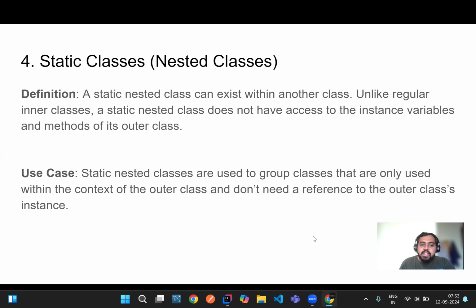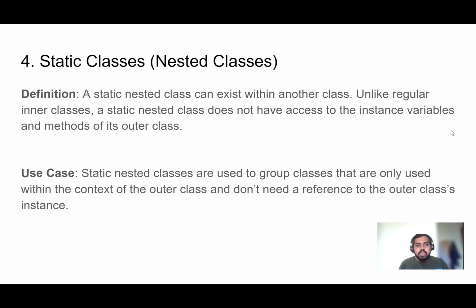Use cases: static nested classes are used to group classes that are only used within the context of the outer class. Suppose we have an outer class, and inside it we have this static nested class, and its context is limited to that outer class. We use a static nested class when we don't need a reference to the outer class instance. Let's see an example so that you will understand.